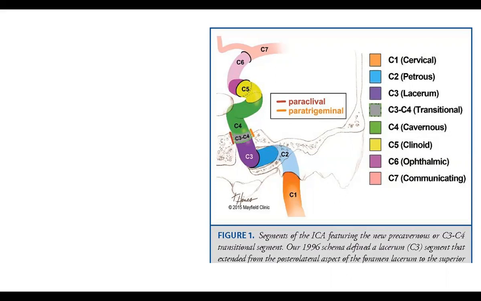The fifth segment, in yellow, is the clinoid segment. It courses within the anterior portion of the cavernous sinus until it exits superiorly into the cranial cavity. The sixth segment is the first segment in the intracranial subarachnoid space and has two branches, the ophthalmic and superior hypophyseal arteries. And finally, the seventh segment extends superiorly to the bifurcation of the internal carotid artery into the anterior cerebral artery and middle cerebral artery.